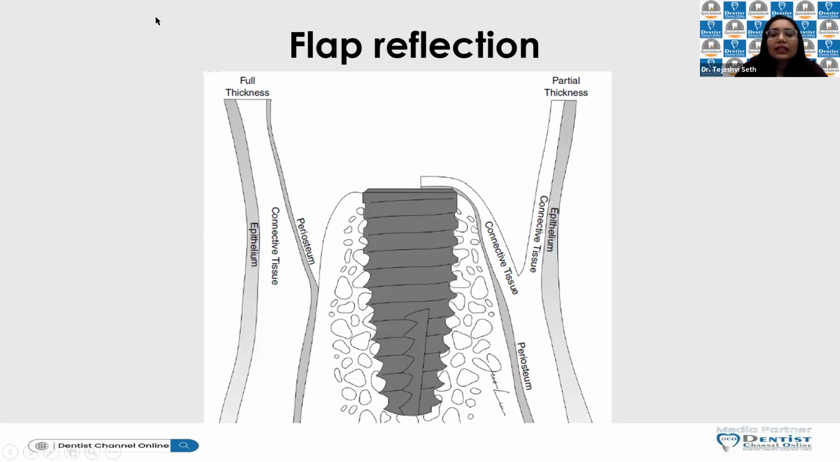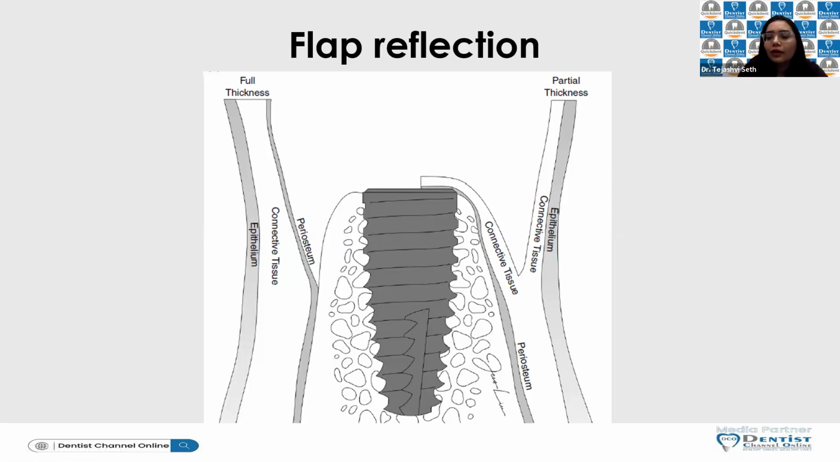So see, there's some amount of tissue hypoxia when you reflect a full thickness flap. Basically, a full thickness flap is when your periosteum, connective tissue, and epithelium are entirely reflected from the bone. And a partial thickness flap is where some connective tissue is still attached to the bone. If you compare full thickness with partial thickness, the tissue hypoxia will be comparatively lesser in partial thickness. But if you don't have a thick biotype, you might not be able to do a partial thickness. You will ultimately have to reflect a full thickness.